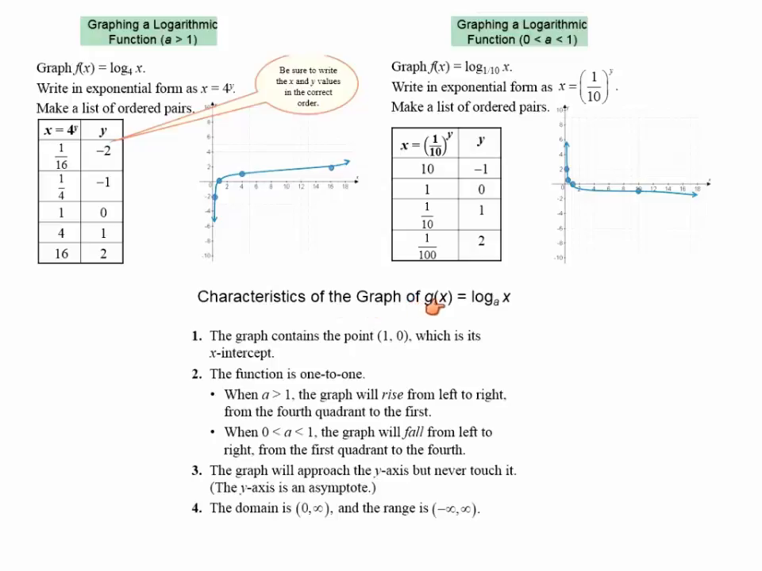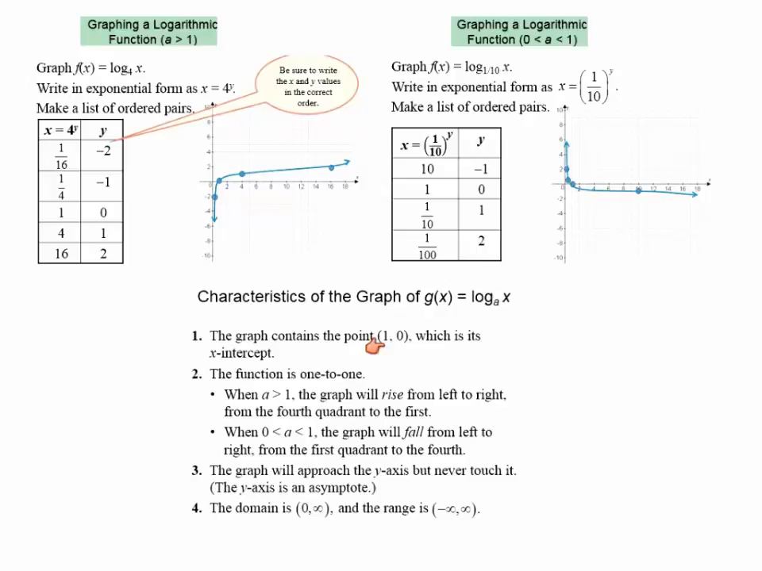So let's take a look at the characteristics of the graph g of x equal to log of x with the base a. As you recall, if a is greater than 1, we looked at the chart and we saw the shape of the graph from left to right increases. If the base a is between 0 and 1, like 1/10, the shape from left to right would be like that.